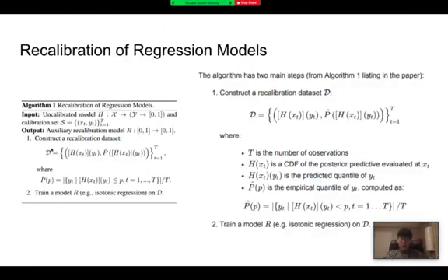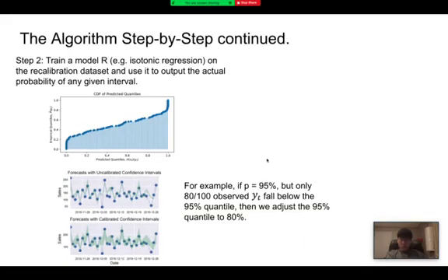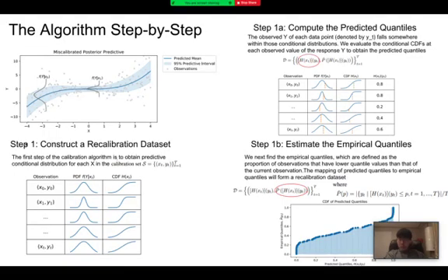So this is the algorithm they propose, and the algorithm has two main steps. They first construct a recalibration dataset, and then they train a regression model on this dataset. And now I'll go into detail of the steps. So the first step of the calibration algorithm is to obtain the predictive conditional distribution for each x in the calibration set.